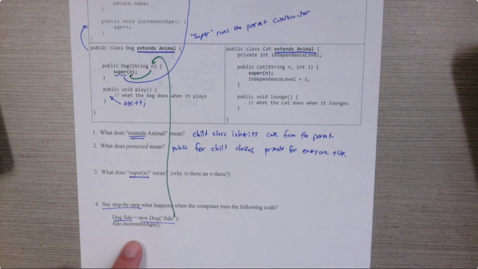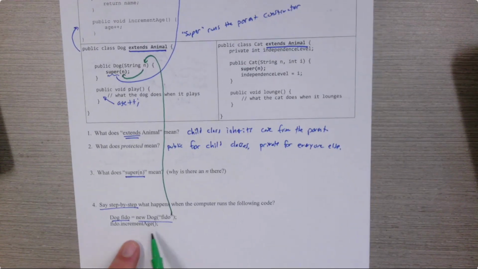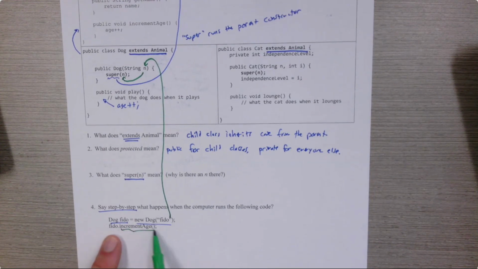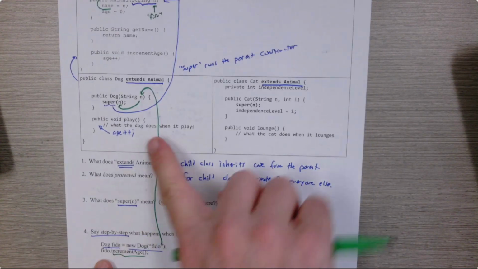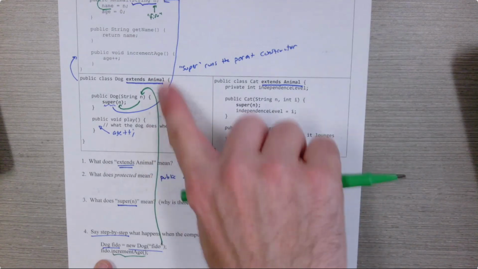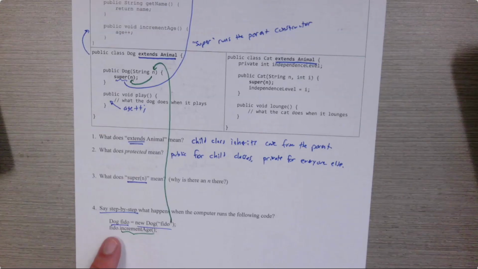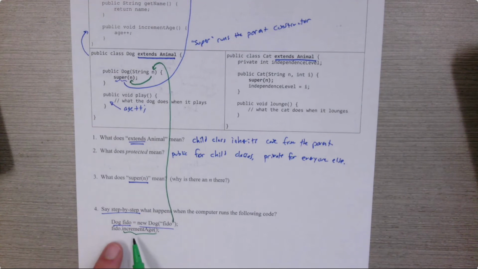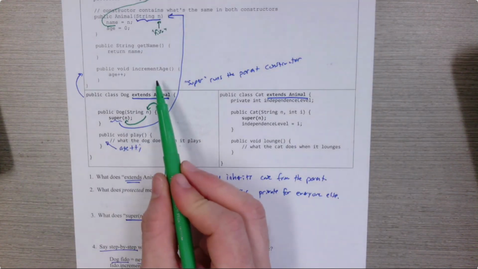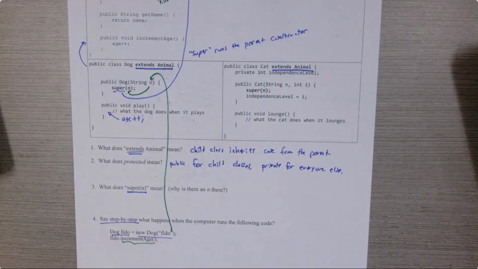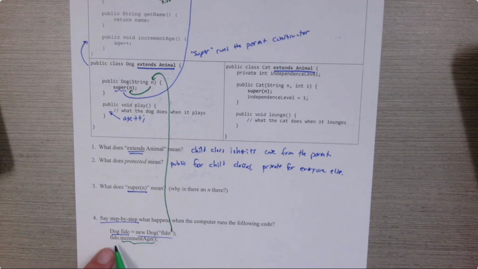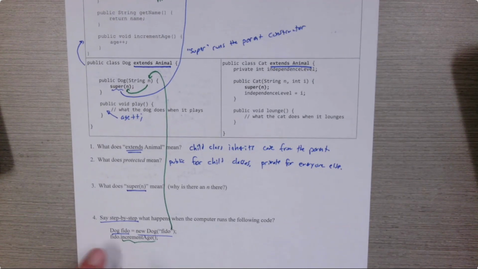Okay, what happens now if I say Fido.incrementAge? So incrementAge is a method. I'm looking in the dog class. I don't actually see a method called incrementAge. So incrementAge got inherited from animal. So dogs have it. It's still totally great to have a dog variable run an incrementAge method because dogs are examples of animals. Dogs extend animals so you can treat them like animals. They've got all the things that animals have.